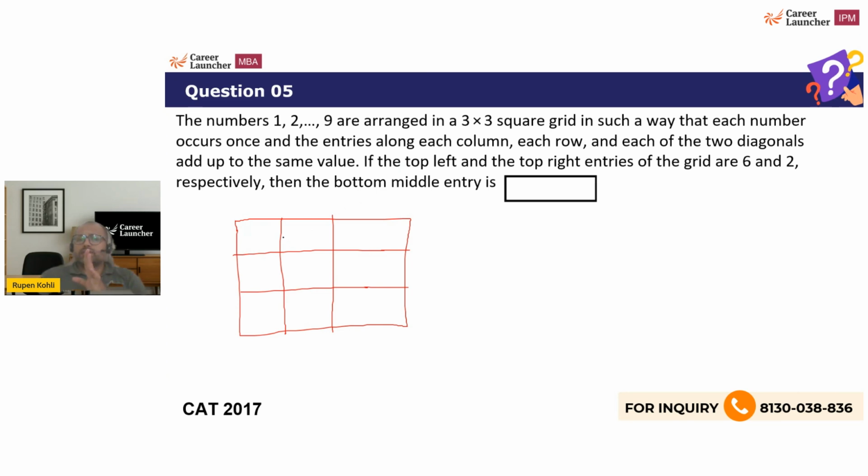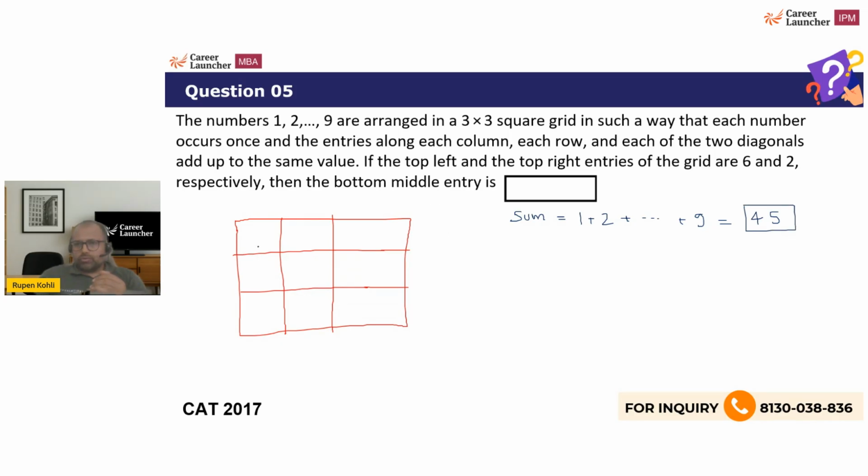Each of the entries along each column, there are 3 entries along each column. There are 3 entries along each row. There are 3 entries along each of the 2 diagonals also. Think about this. The sum of all the 9 numbers is a fixed value, which is 1 plus 2 plus 3 up to 9, which is 9 into 10 by 2, which is 9 into 5, 45. So 45 I know is the sum of all the entries.